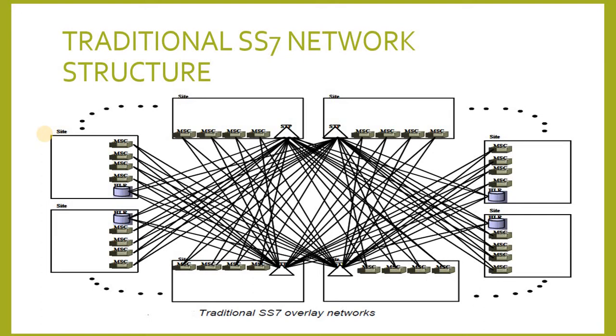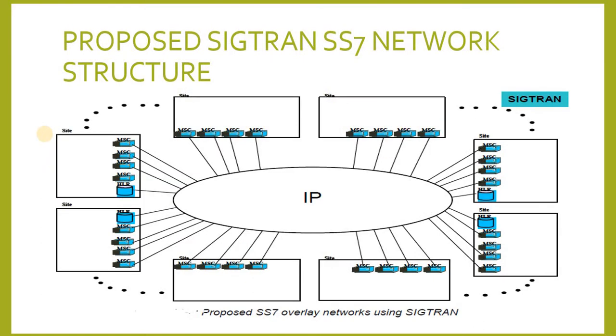Each connection is defined as a signaling link. These were maintained in link sets. It allowed routing SS7 messages across a network promptly and efficiently. Proposed SIGTRAN SS7 network structure. In the figure we see the general implementation of an SS7 network in the core network.